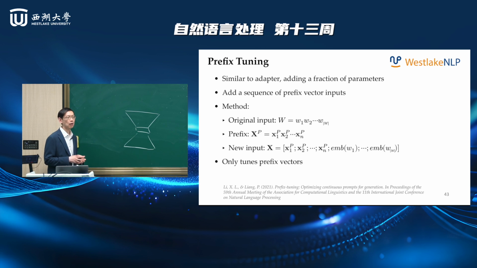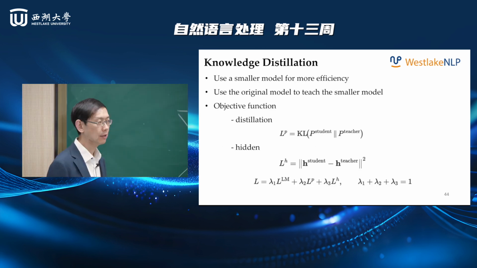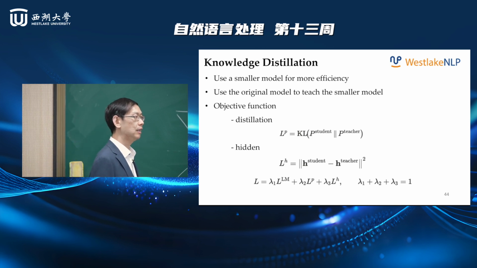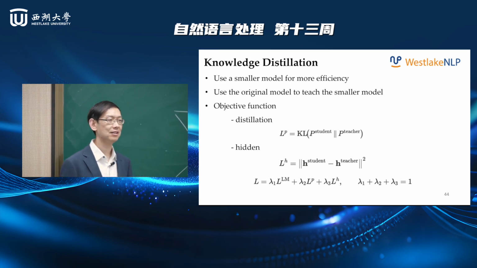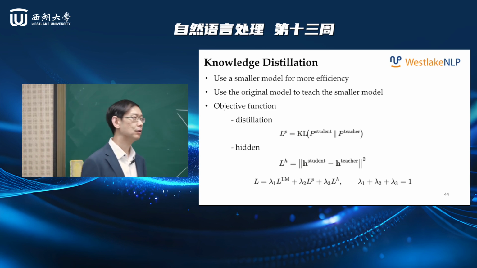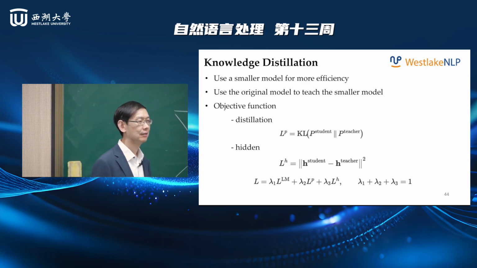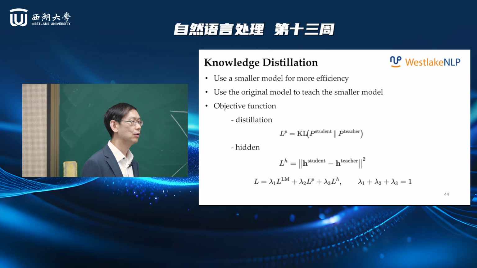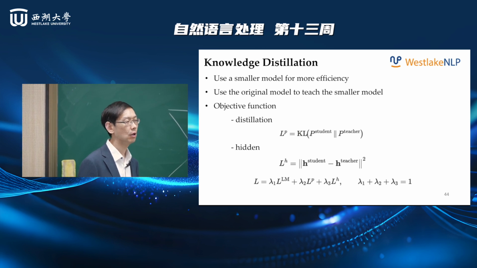So these are all parameter efficient tuning, but it doesn't change the testing efficiency or inference efficiency. There's another strategy, which is to teach a smaller model to do the same tasks using the original large model as the teacher. This is called knowledge distillation. In other words, during inference, I want to use a faster, smaller model, and I want to approximate the accuracy of the large model.